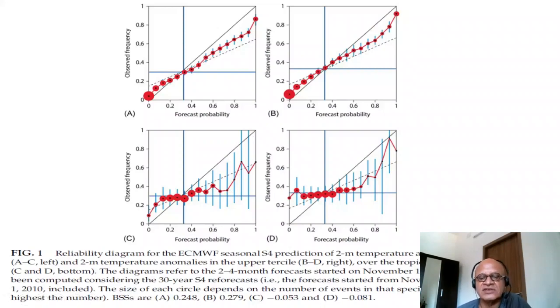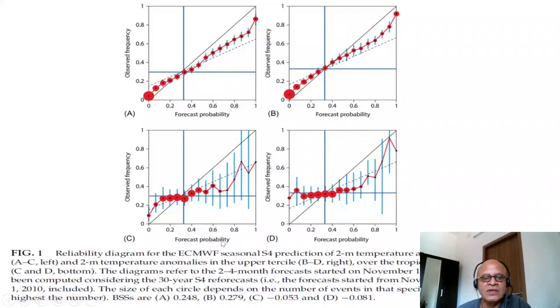S4 is their forecast system. Reforecast, that's the reference, i.e. the forecasts started from November 1, 1981 to November 1, 2010, both included. Remember the reforecasts: it's either a fixed system or an on-the-fly system which does hindcasts to identify model biases and validate, calibrate the model during the forecast mode.